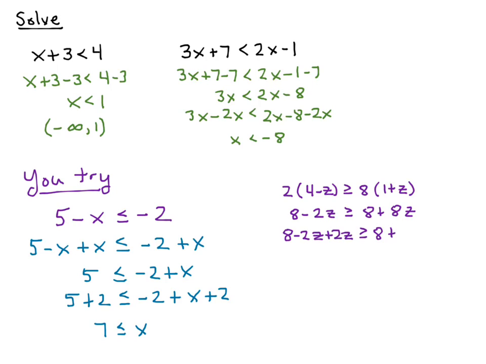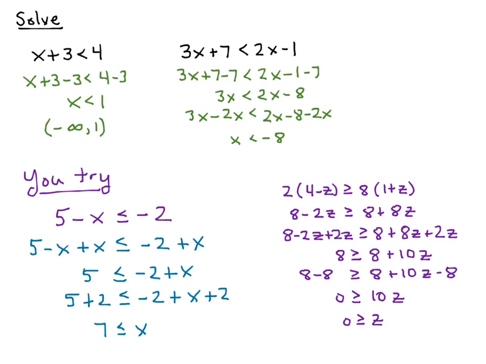Distribute the 2 and the 8. We have the bigger coefficient on Z, so we'll move all the Z's over there, and we add 2Z to both sides. So we get 8 is greater than 8 plus 10Z. Subtract 8 from both sides, and so you get 0 is greater than or equal to 10Z, and so 0 is greater than or equal to Z.